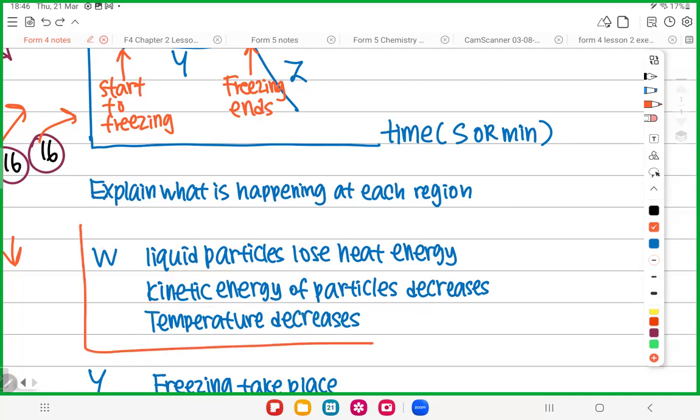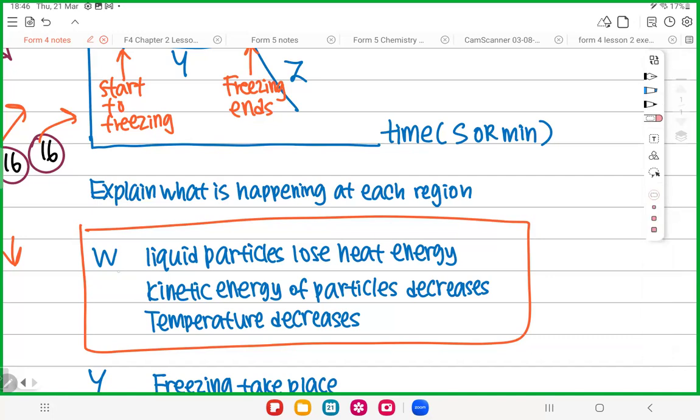Let me know in the chat box, are you okay with this part? Are you okay with how to explain it? Quite easy. During the cooling process, the liquid throws away heat energy. When you throw away heat energy, the particles have less and less kinetic energy. When the kinetic energy is lower, the temperature eventually becomes lower. That's it, as simple as that.